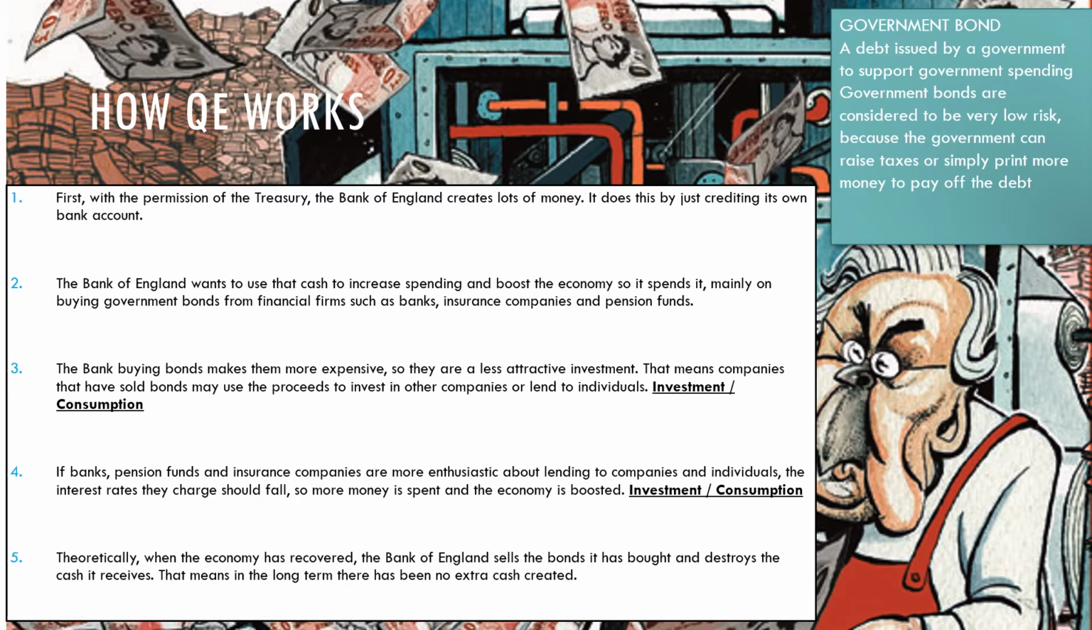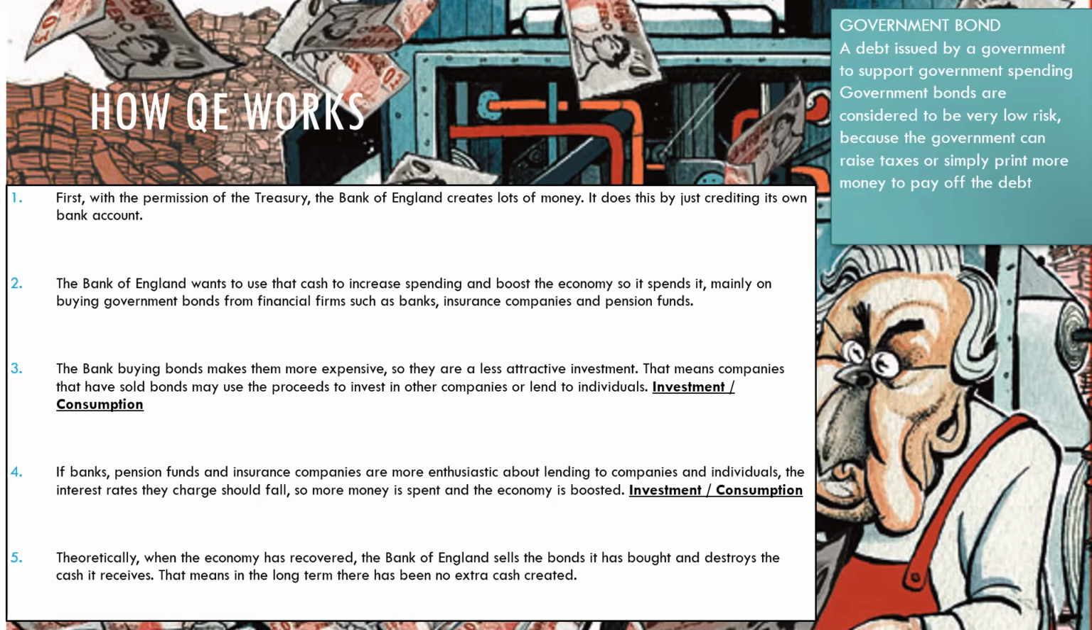Finally, the idea is that when the economy has recovered, the Bank of England sell back the bonds, the government bonds that they've bought to the banks, and then destroy the cash that they've created. So in the long term, there is no extra cash that has entered the economy. So that's the theory. You might want to watch this section again or take good notes, but that is the idea of how it works.